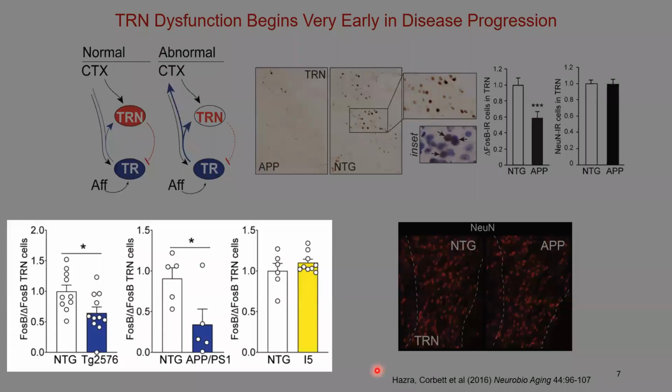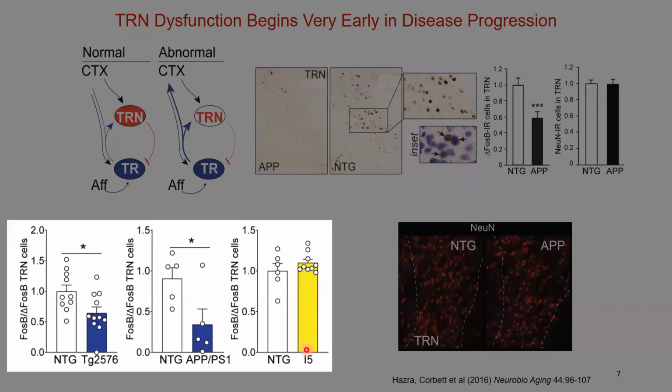When I came, I was first worried whether this is just a mouse line issue, whether it's only in J20 mice. So we tested other mouse lines as well. We tested TG2576 with equivalent age, and also APP-PS1 mice, and we found both mouse lines demonstrate the same reduction in activity of the thalamic reticular nucleus.